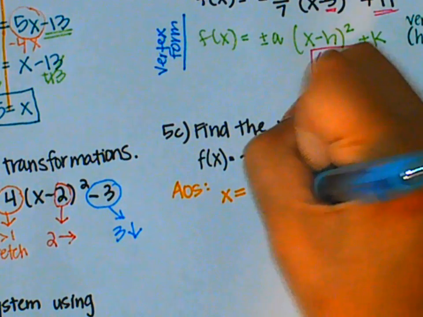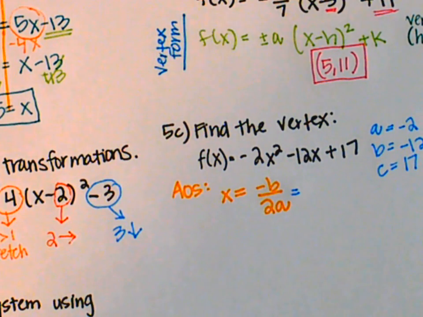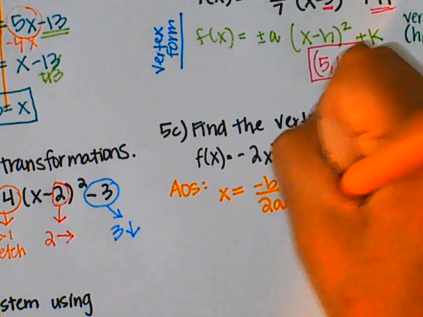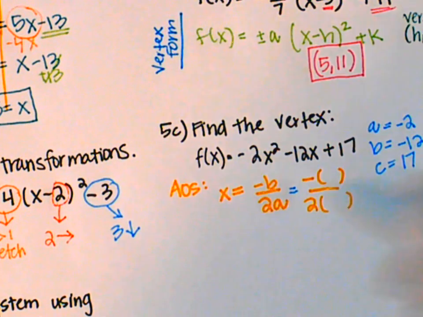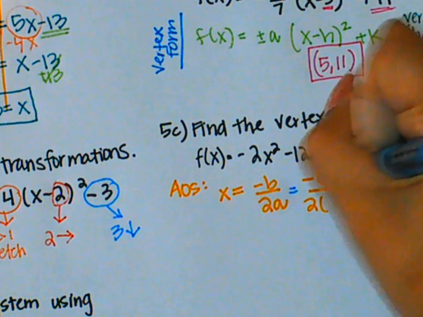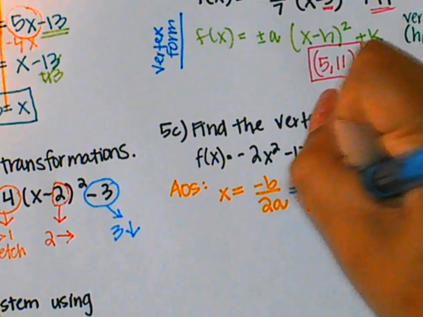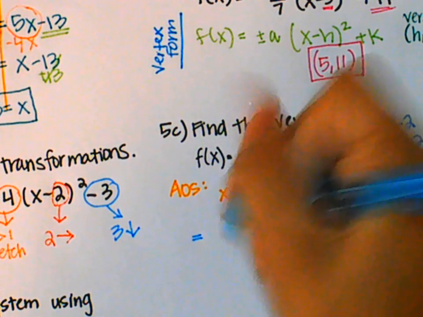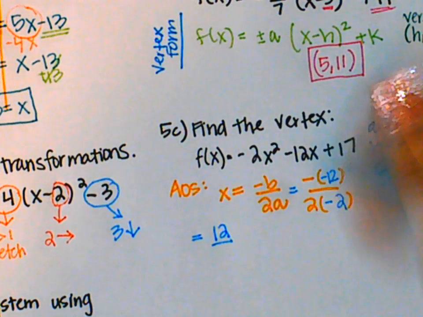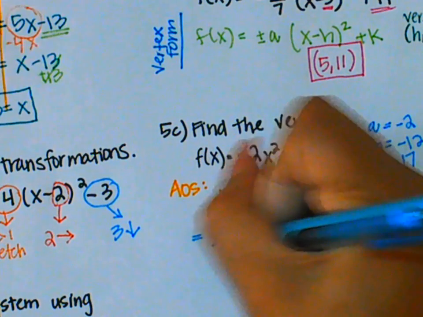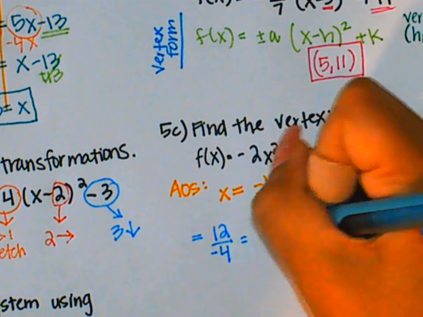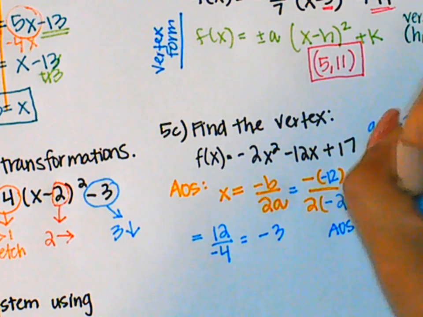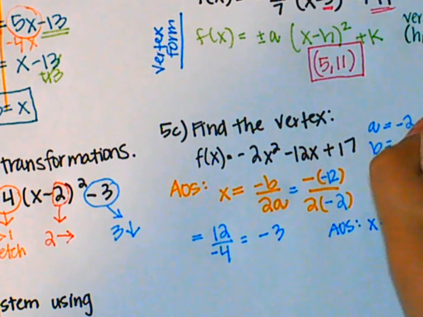So I'm going to go ahead and put negative b over 2 times our a. Our b is negative 12, over 2 times our a, which is negative 2. So negative and a negative would give me a positive 12. 2 times negative 2 would give me a negative 4. Simplified, this is negative 3. That means that my axis of symmetry is x is equal to negative 3.